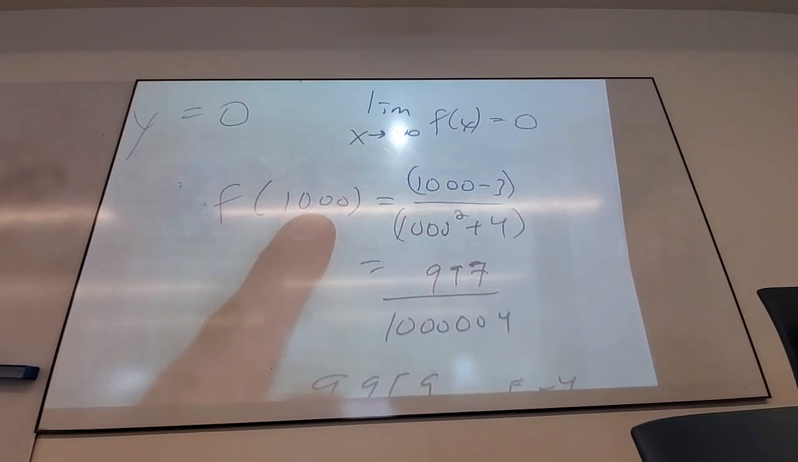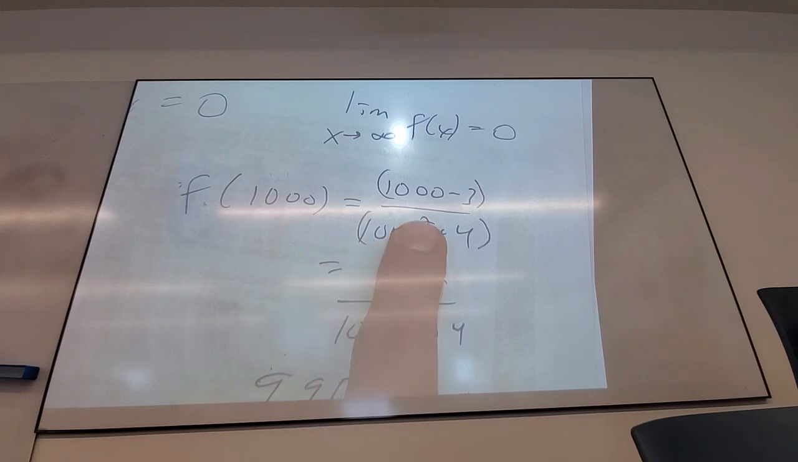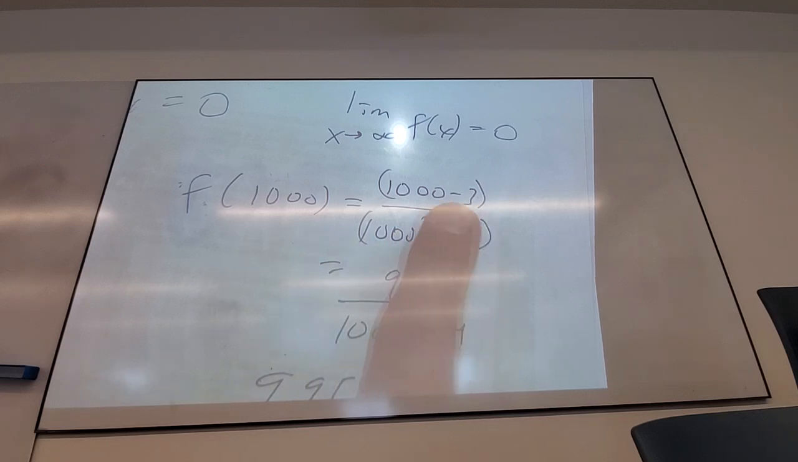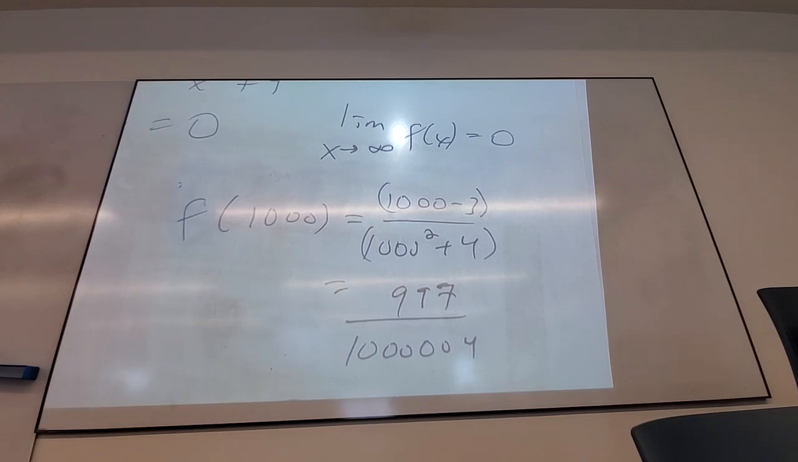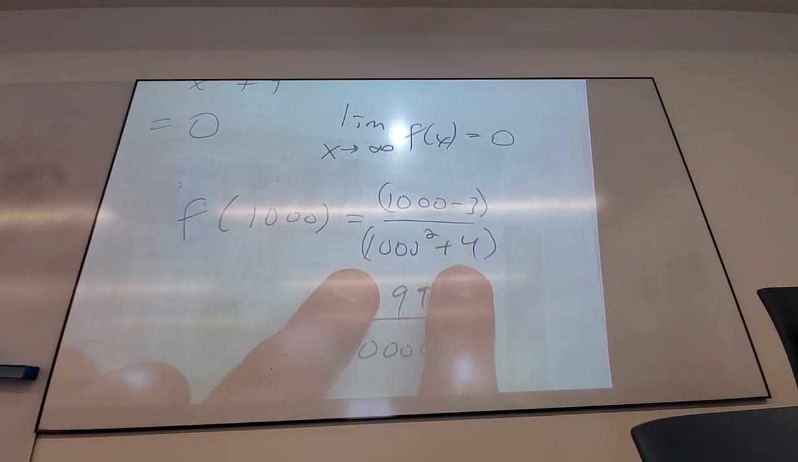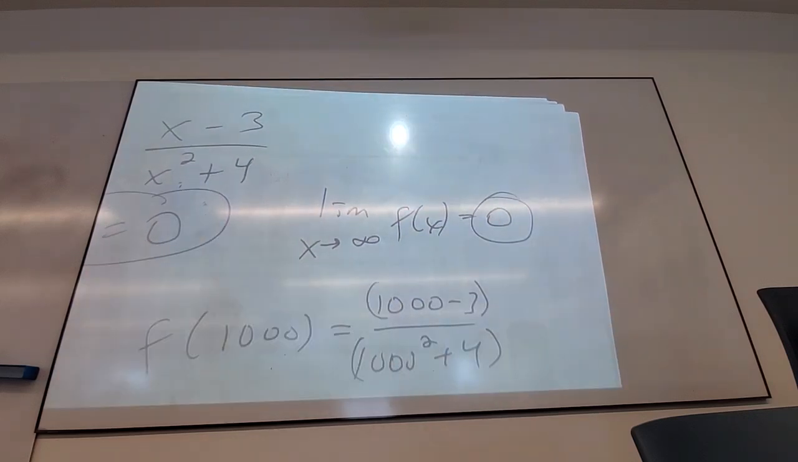If I put a million in there, it's going to get even smaller, because a million squared plus 4 is way bigger than a million minus 3, yeah? Stupid small. So just to reiterate, as x grows, everything gets smaller. The bottom is growing so fast, I'm dividing by a number that's getting so big, and the top can't keep up. So the limit's going to be 0. There's going to be an asymptote at 0.